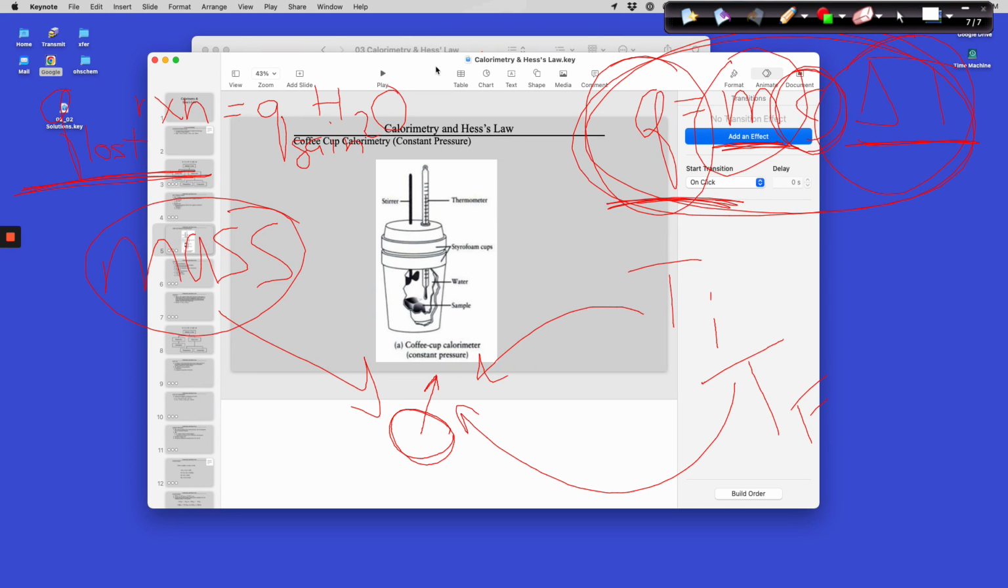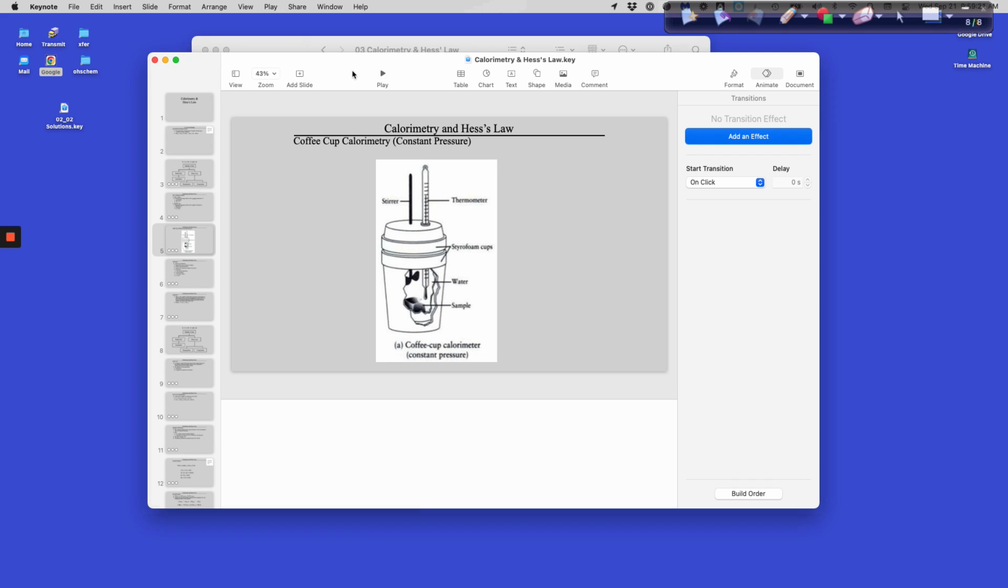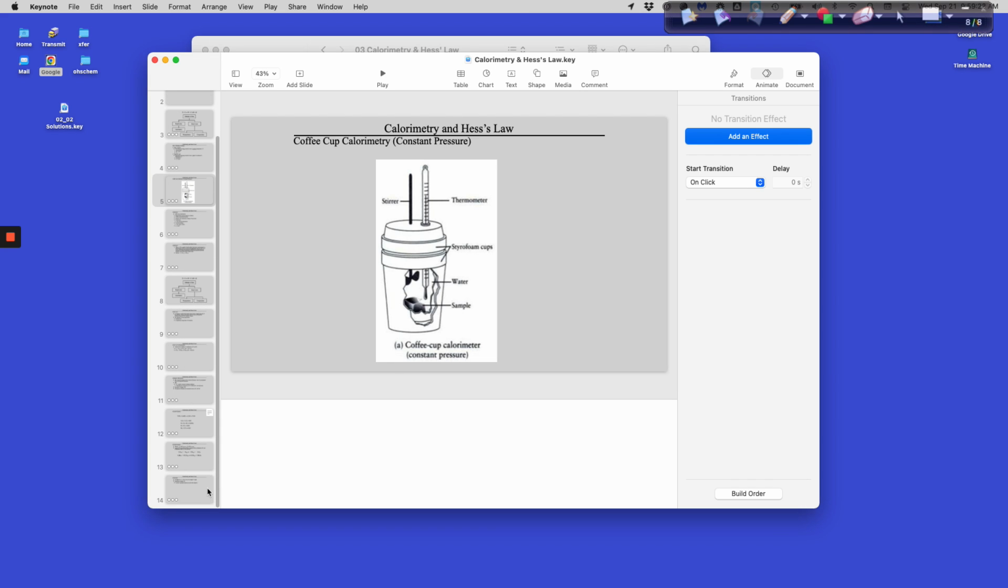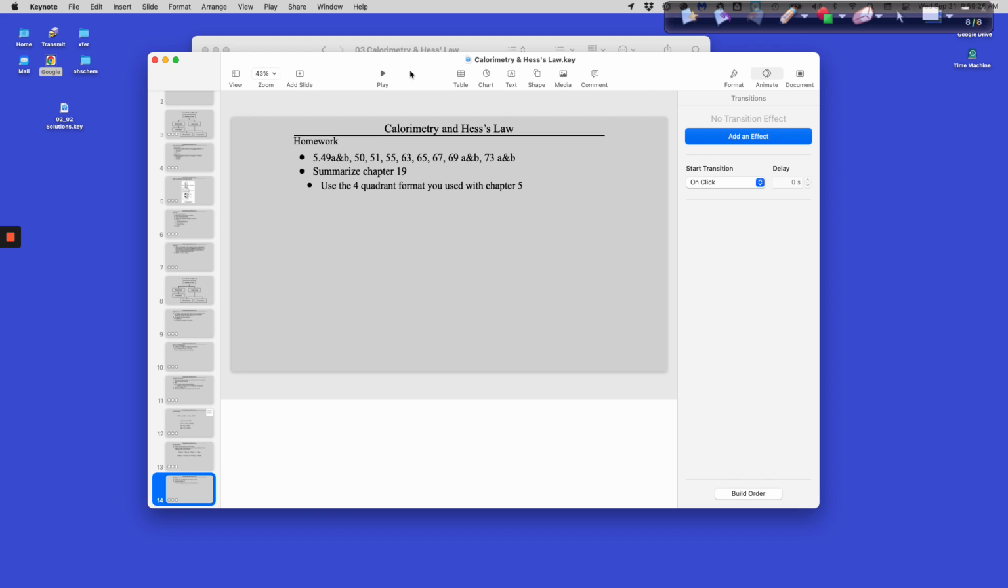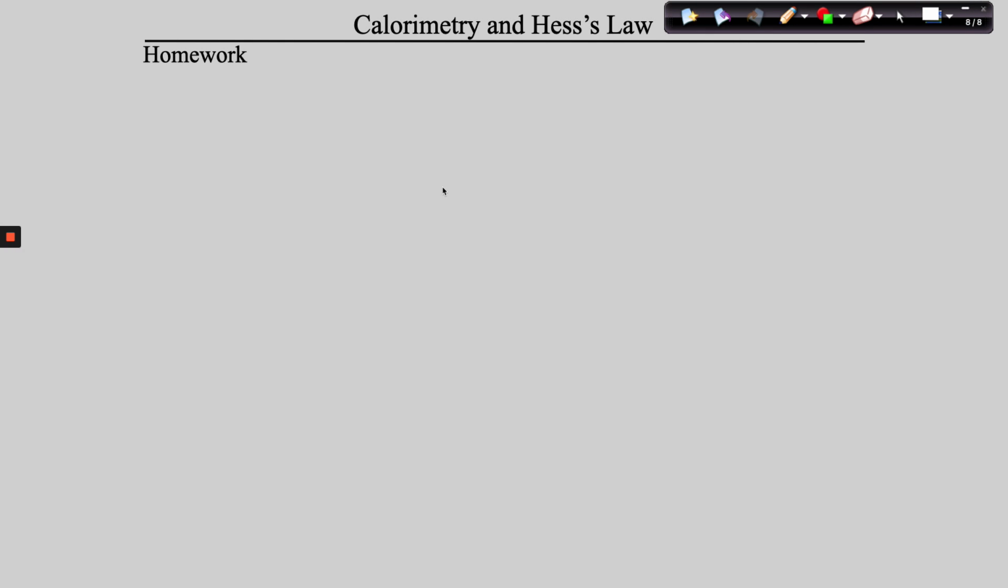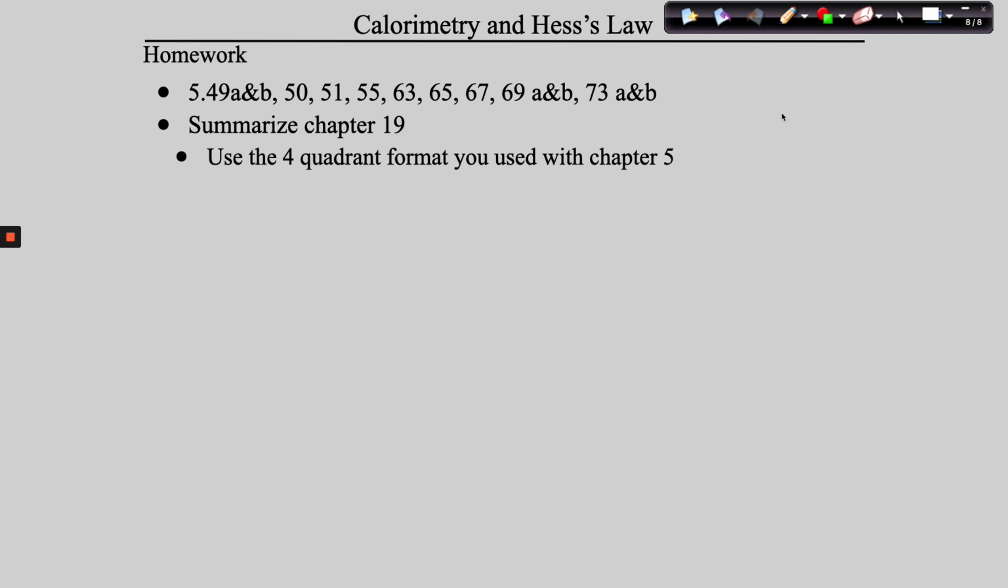So if you would like the homework assignment, none of which will be due, it's this. 49A and B, 50, 51, 55, 63, 65, 67, 69A and B, 73A and B. I'll show that to you again on Tuesday.